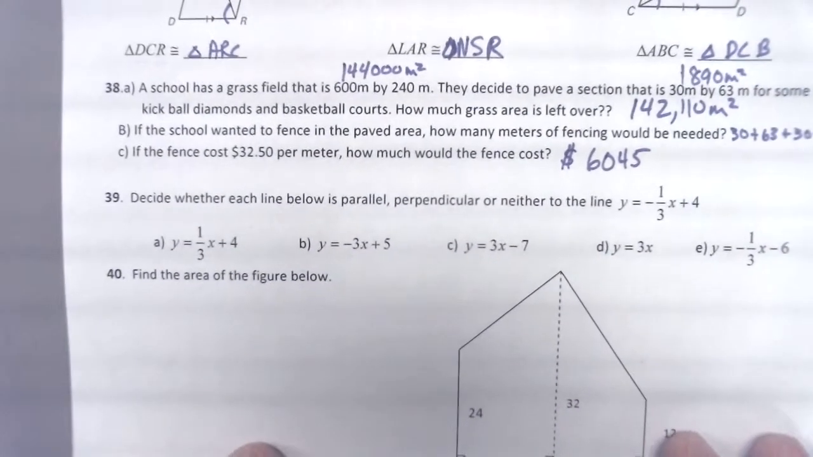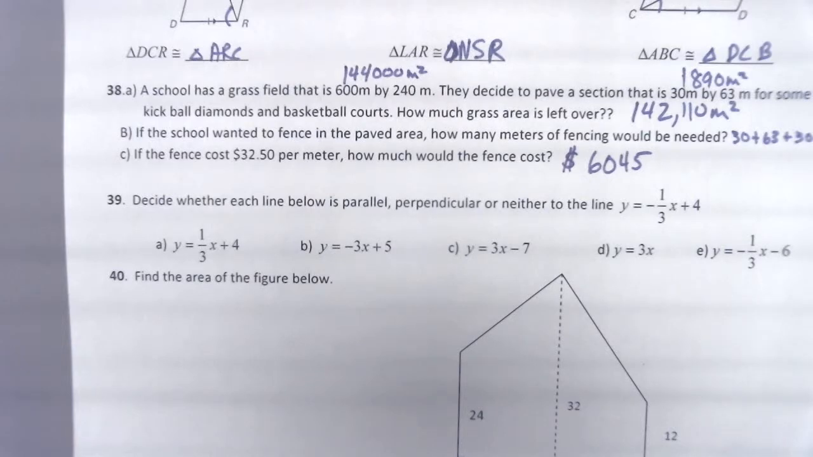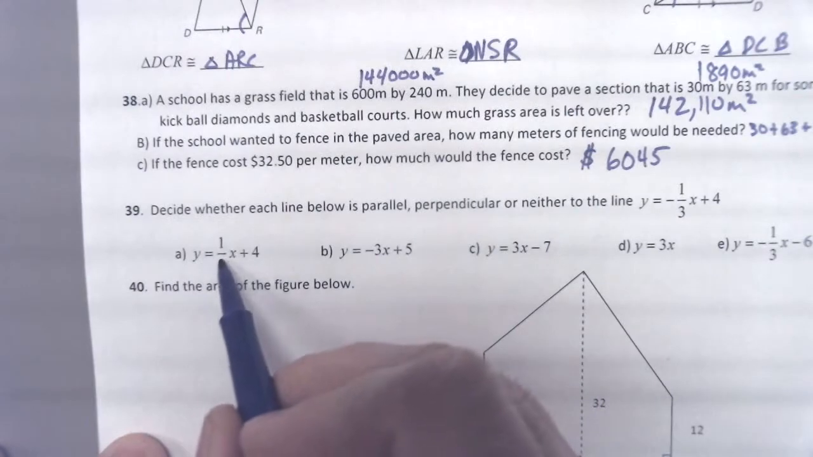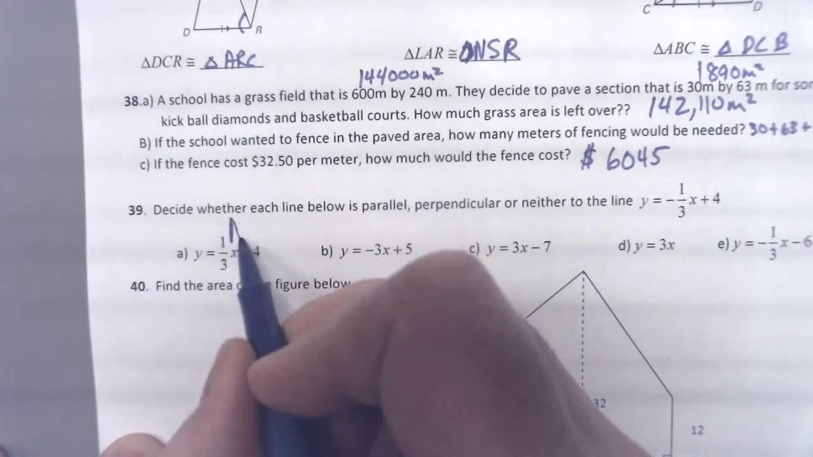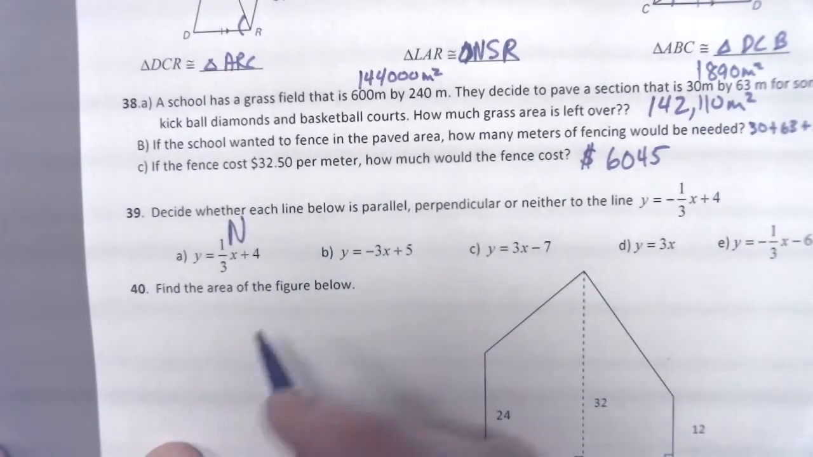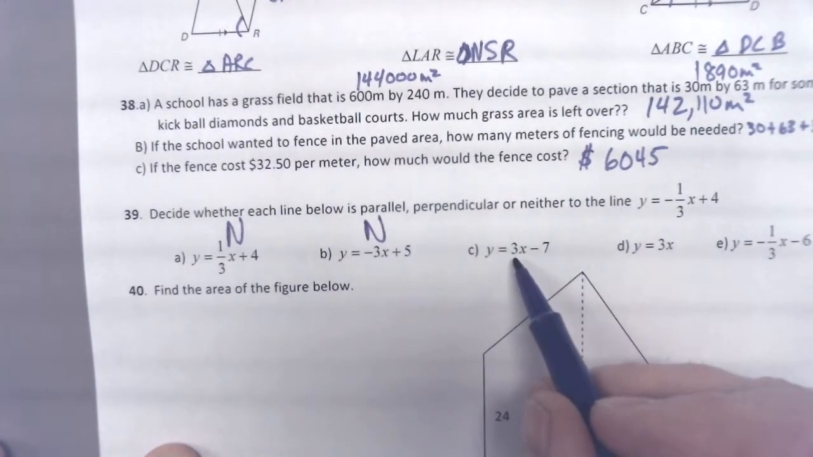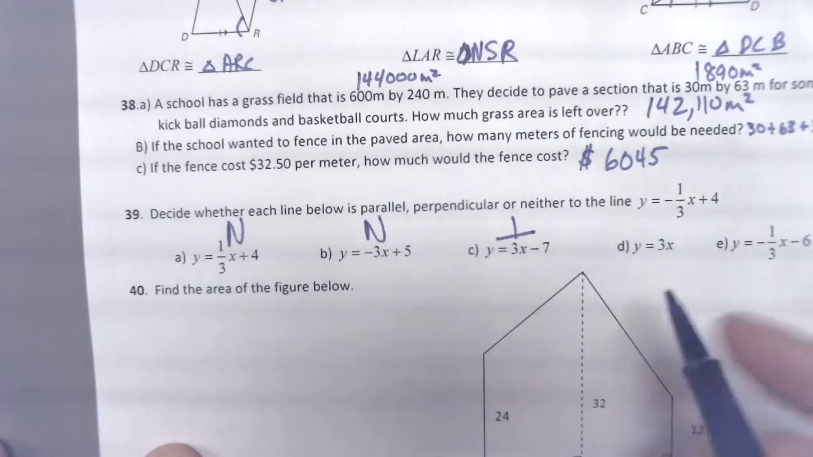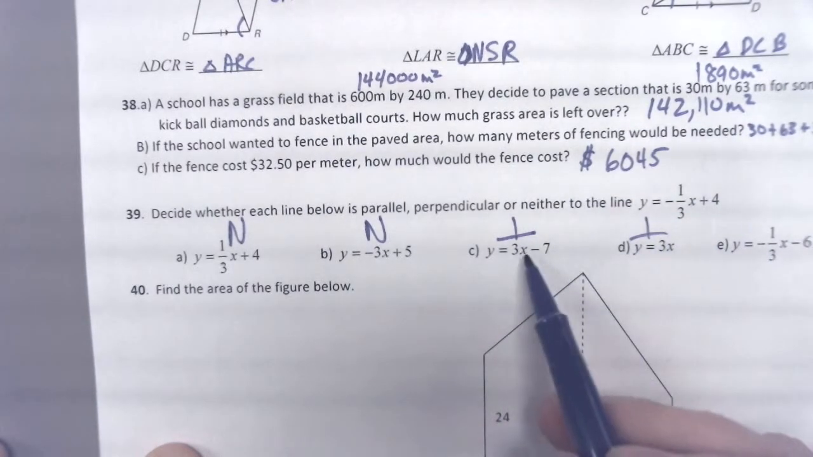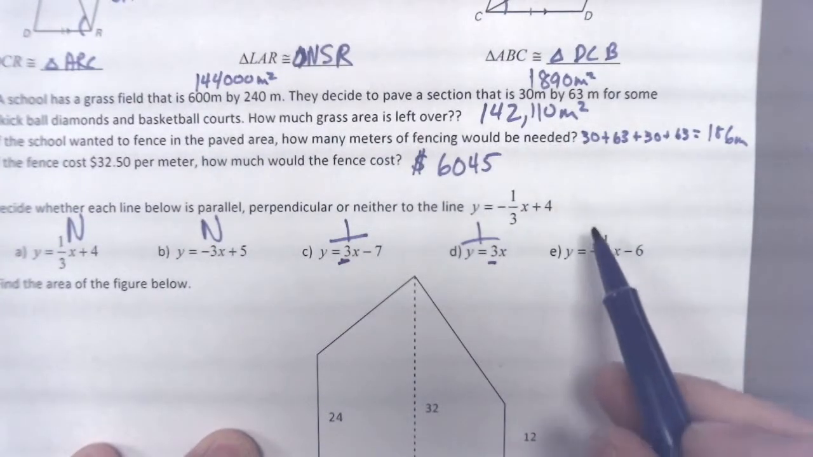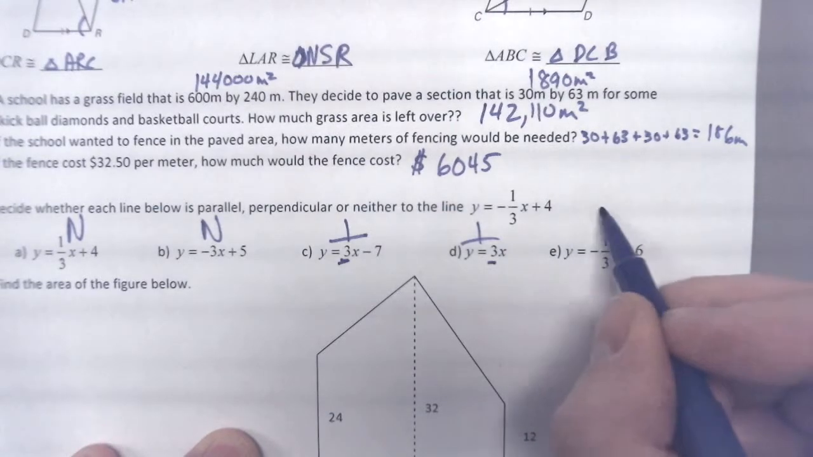For question 39, decide whether each line below is parallel, perpendicular, or neither to this one that has a slope of negative 1/3. Well, if it has a slope of 1/3, they're not opposite reciprocals. They're opposite, so I'm going to go with neither on that one. A -3 slope would be neither parallel or perpendicular. 3, that would have a perpendicular slope because they are opposite reciprocals. This one's also an opposite reciprocal. Remember, all we're looking at is that slope number. And for letter E here, if it has a -1/3 and a -1/3, that would be parallel.